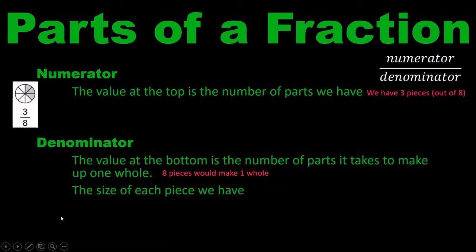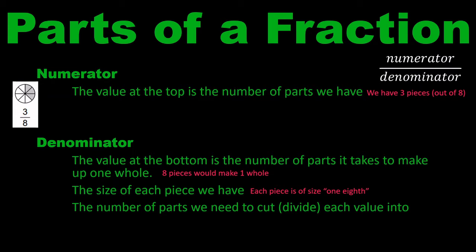A denominator could also be used to describe the size of each piece we have. So here each of these little pieces does not count as one. They are just one part out of 8 parts. So we would say the size of each of these pieces is 1/8 of a whole.